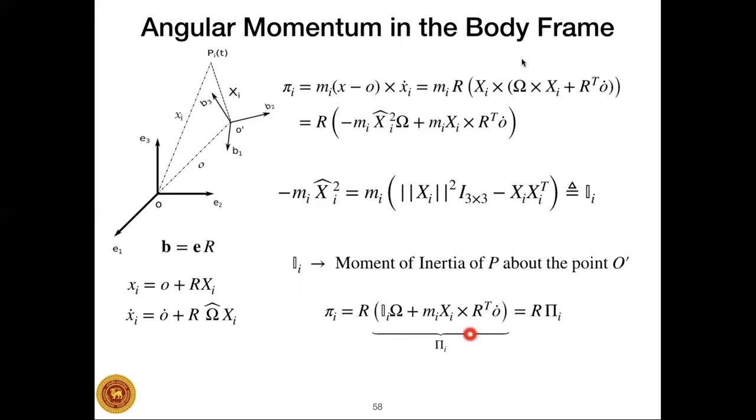Then this quantity over here has the interpretation that it is the same as this, but represented in the body frame coordinates. So that is the spatial angular momentum expressed in terms of how much along B1, how much along B2, and how much along B3. That's that. So we saw this also in a previous slide.